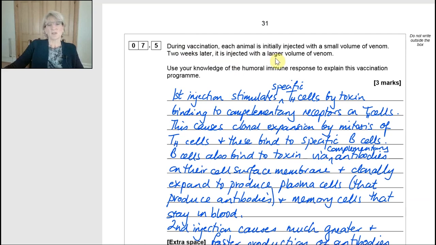During vaccination, each animal is initially injected with a small amount and then with a larger amount. Use your knowledge of the humoral immune response. So we are now talking T cells, B cells, to explain this vaccination program. And the second one makes me think about the whole memory cell response.